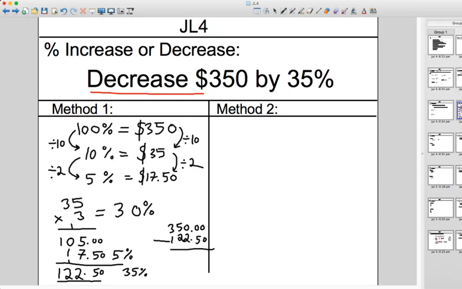Right, so time to do this. I'm borrowing here, borrowing here. 14 take 2 is 2, 3 take 1 is 2. $227.50.